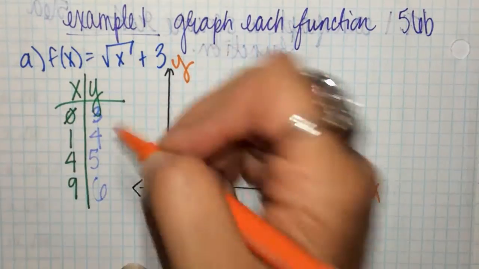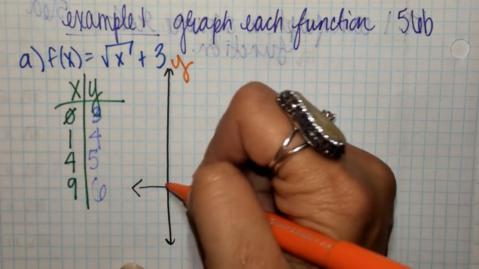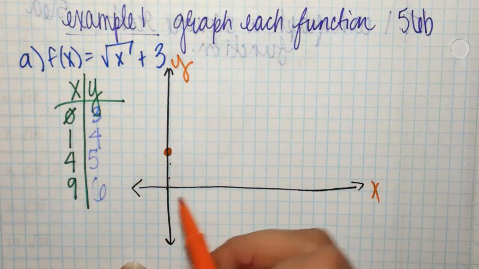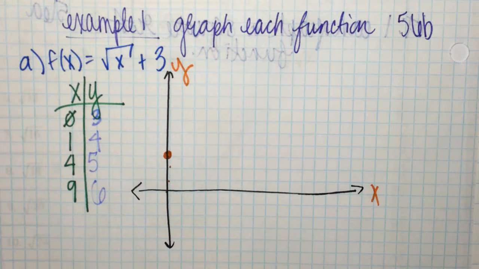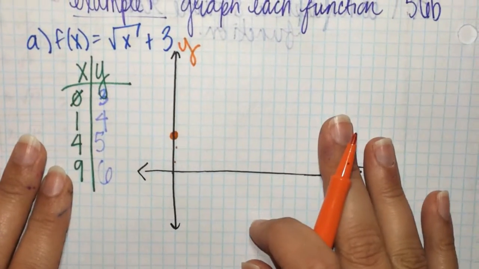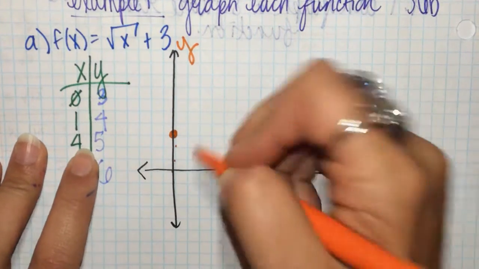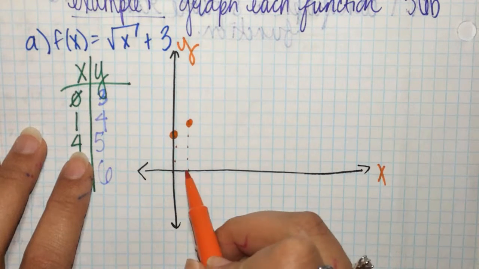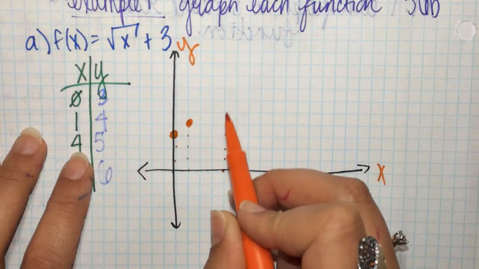Alright, so let's start by plotting 0, 3. You don't go left or right at all, but you go up 1, 2, 3. Did you not make a graph? No, I made the lines for the X and Y. That's a graph. Alright, then we go right 1, up 1, 2, 3, 4. Then we go right 4, up 1, 2, 3, 4, 5.